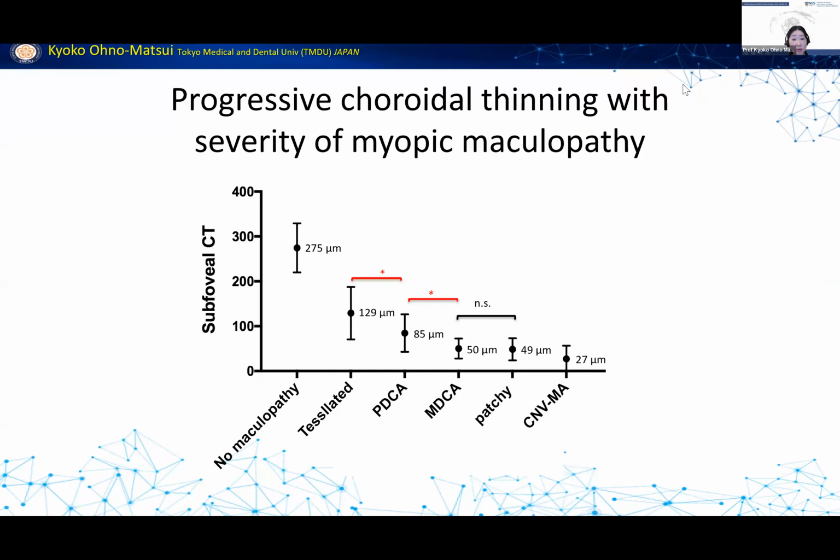This slide shows the mean subfoveal choroidal thickness in each lesion of myopic maculopathy. The mean subfoveal choroidal thickness decreased progressively with the severity of myopic maculopathy, from no maculopathy to tessellated fundus, PDCA, up to macular diffuse atrophy, or MDCA. However, there was no further thinning after macular diffuse atrophy, maybe because choroidal thickness hits bottom in macular diffuse atrophy.